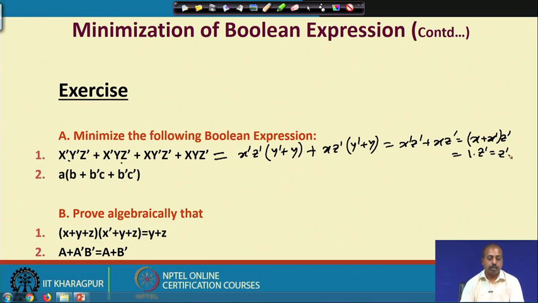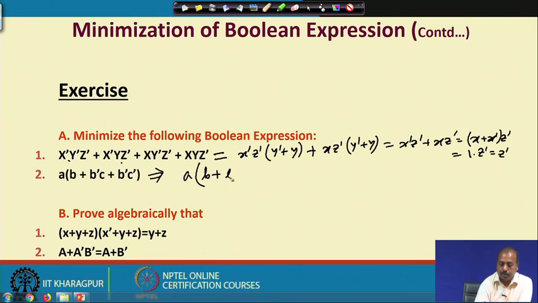That way you can do the simplification. And this one, if you want to simplify, you can do many things. Like I will take this b that is there, so this b bar c plus b bar c bar.